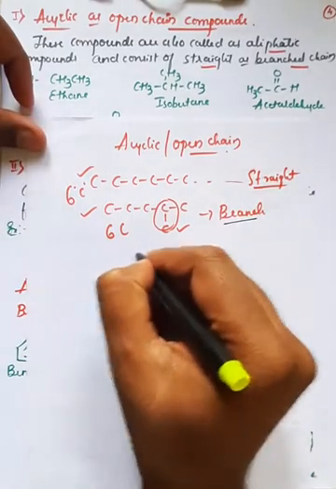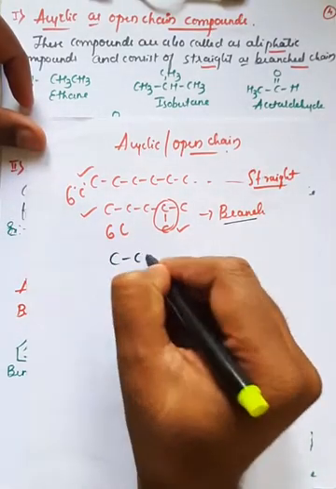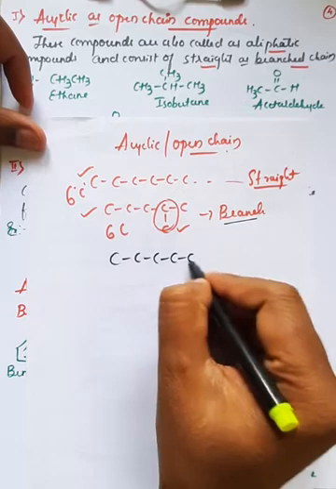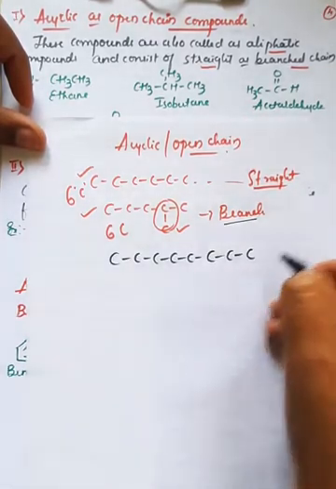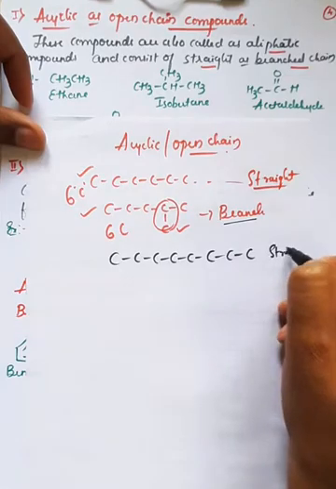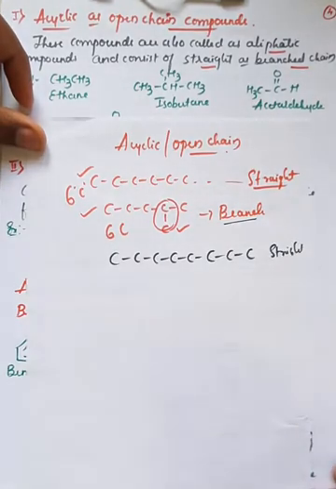If we take one example, 1 2 3 4 5 6 7 as well as 8, right? So these are 8 carbon atoms, and these are in the form of a straight chain, right? So you can write in the form of a branch.